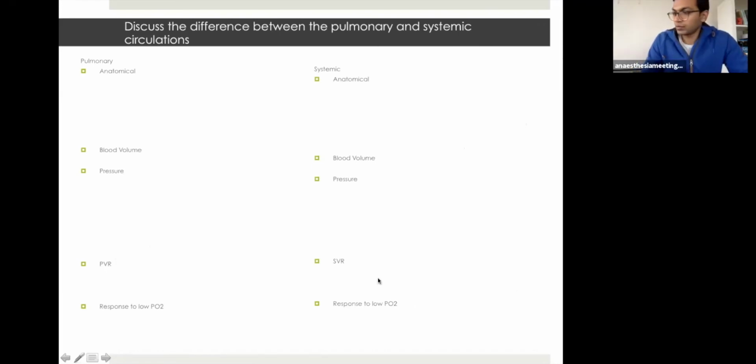In terms of the differences, for anatomical, I more had about the pump, so the heart chamber pumping into them is different. The systemic circulation has the left ventricle, which is larger and thicker. The pulmonary system has the right ventricle, which is smaller and thinner. In terms of the vessels, the pulmonary system has a thinner endothelium in the capillary and the systemic has a thicker endothelium, so there is a smaller diffusion distance in the pulmonary system.